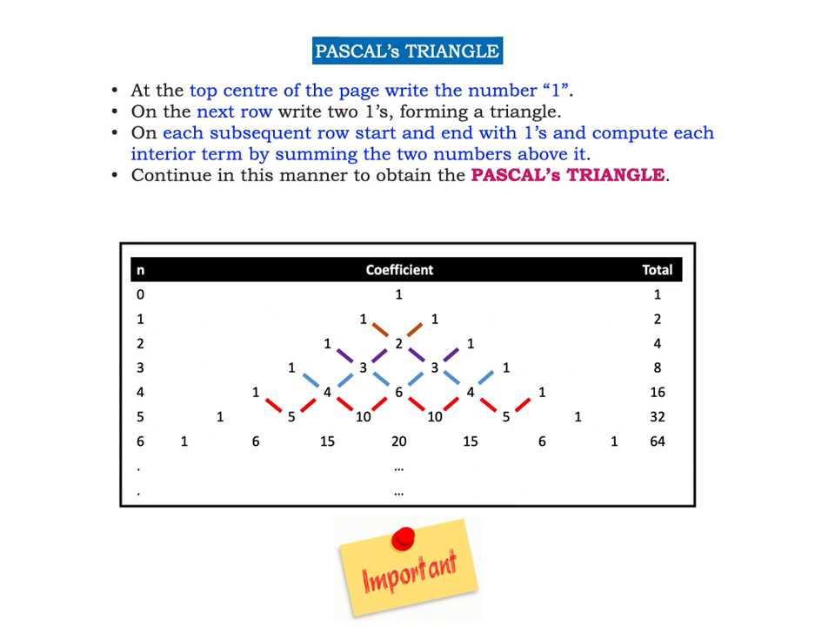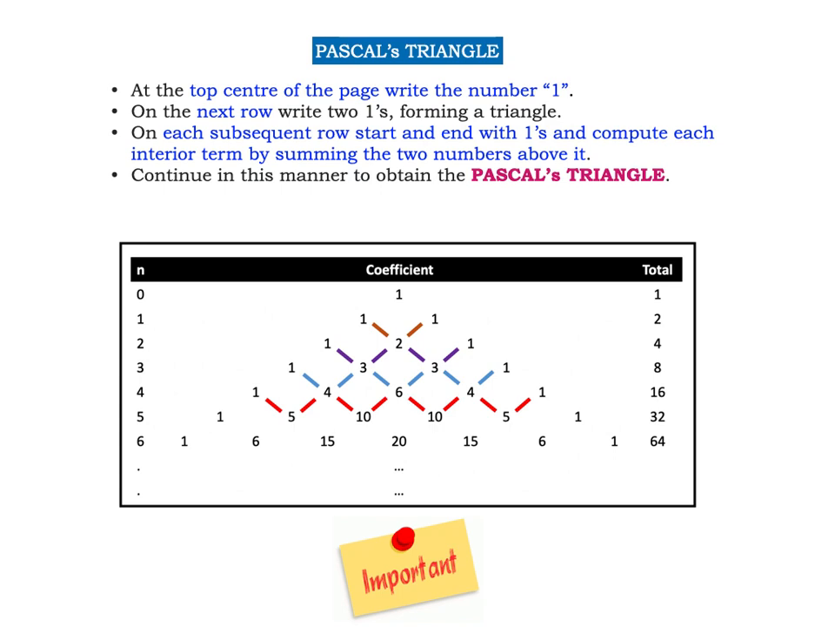Let us now learn how to form the Pascal's triangle, which will help us in finding the coefficients in the binomial expansion method. So see the table which has 3 columns: n, the coefficient, and the total. Now n takes the values 0, 1, 2, 3, 4, 5, 6 and it can continue up to a finite number of values of n. The second column is the coefficient and the third column is the total.